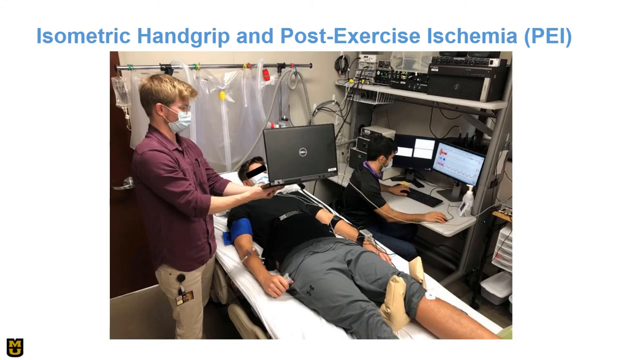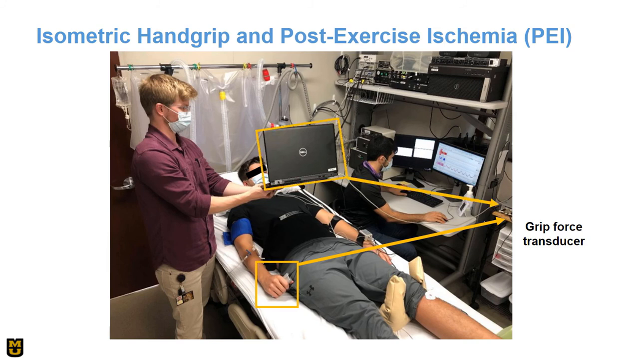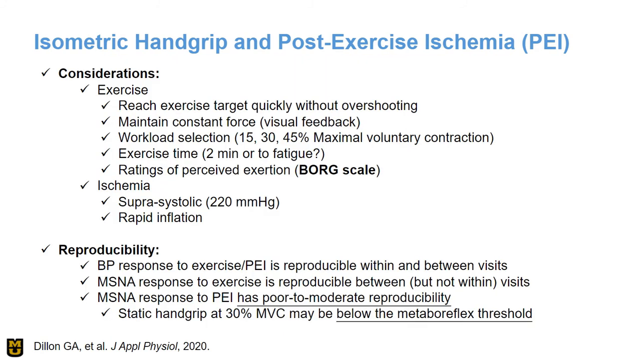So in my lab, it looks something like this. Our participant is using the grip transducer, which we got from ADInstruments. We're feeding that into a second PowerLab because we want him to be able to see his workload. So we put that laptop up there so he can see what workload he's doing. Then we have this cuff inflation system so we can rapidly inflate the cuff to conduct the post-exercise ischemia.